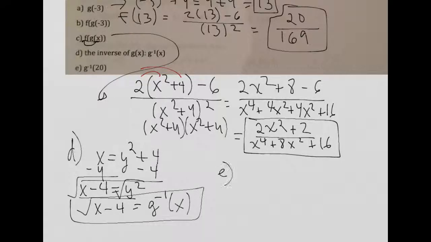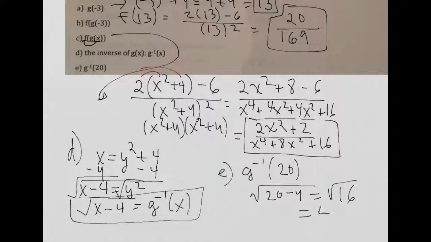Now E is asking you to figure out, well, what is the inverse of g function if I replace 20 for x? So I'm going to take the answer I just got from D, plug in 20 for x. So I get the square root of 20 minus 4, which is 16. The square root of 16 is 4. So E, the answer is 4.